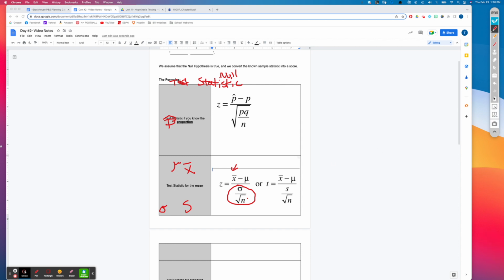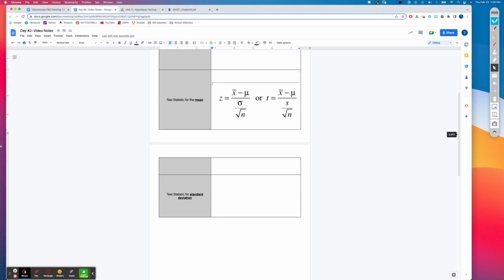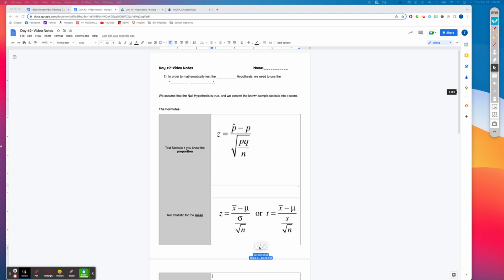Okay, so let me get rid of all my markings here, and then we'll scroll down and give you the last one. The last one, the standard deviation for the test statistic, would be this one, which is coming over now. This is going to have a fancy letter. It's going to look like an italicized X. We pronounce that as chi.